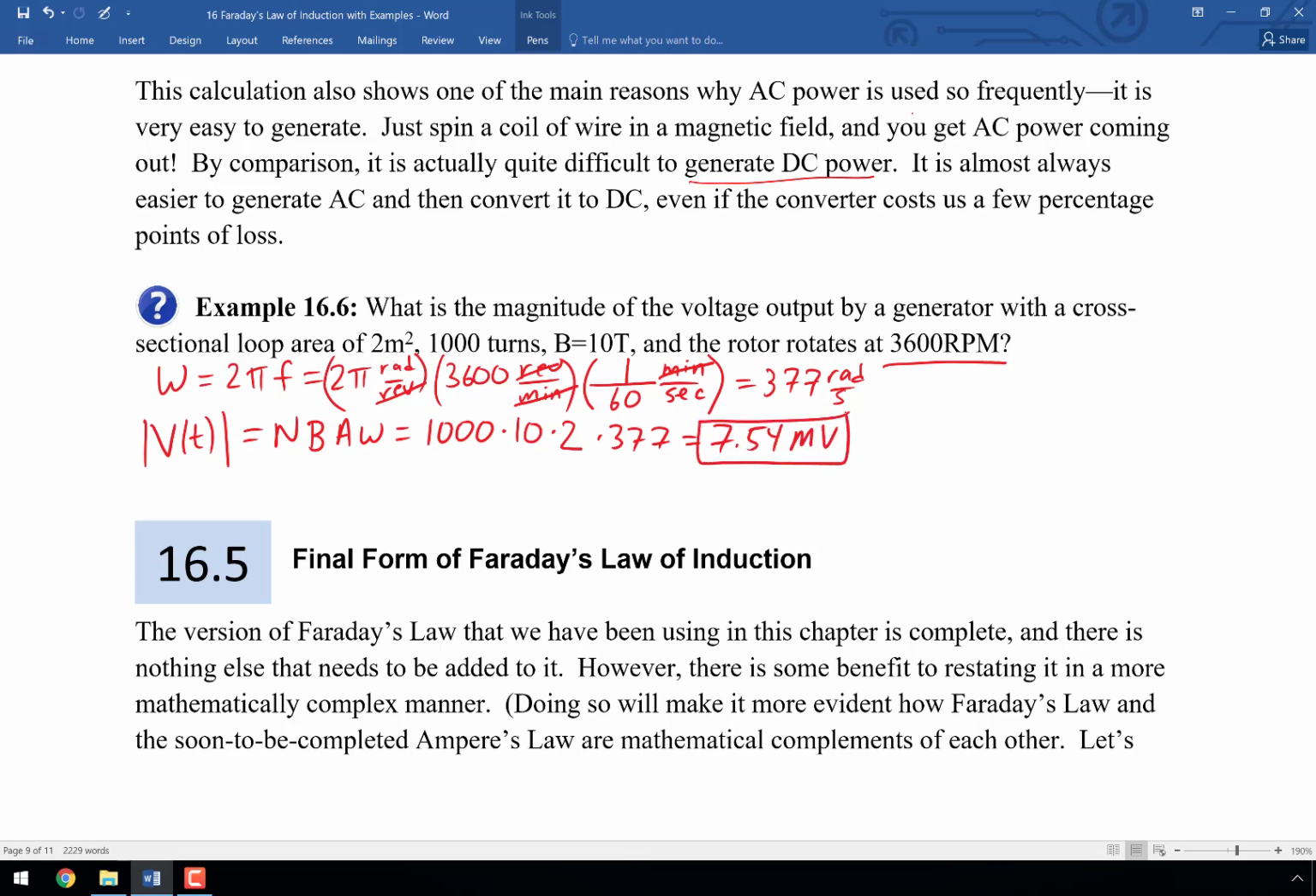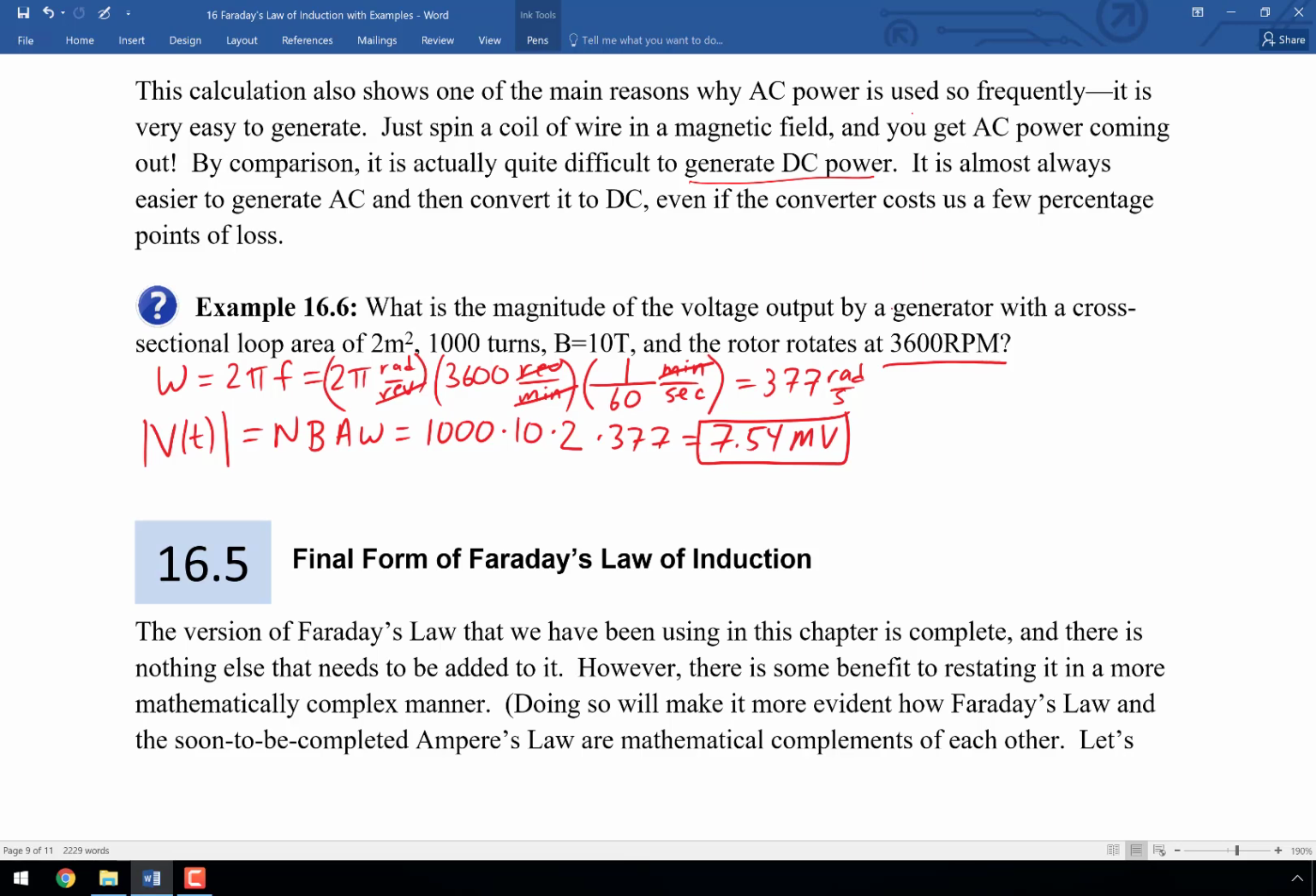A very large amount of voltage. But this is a big coil rotating very fast with a very strong magnetic field. This would be like at the very heart of a power plant. This is the sort of generator that you might find in a circumstance like that. Okay, so those are our examples.